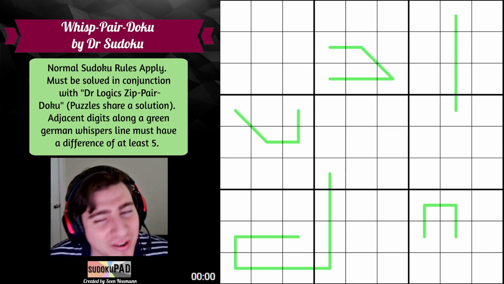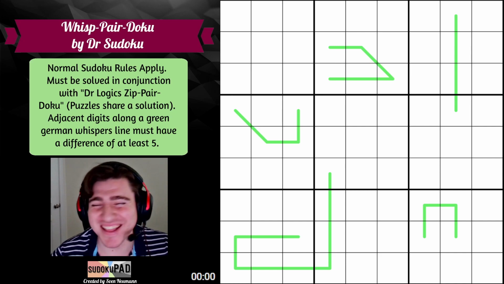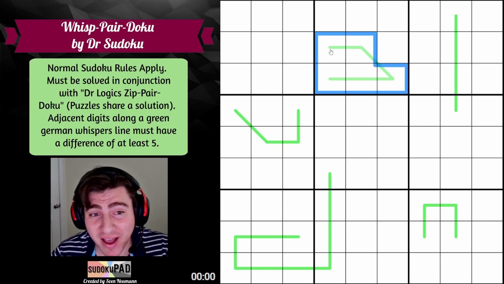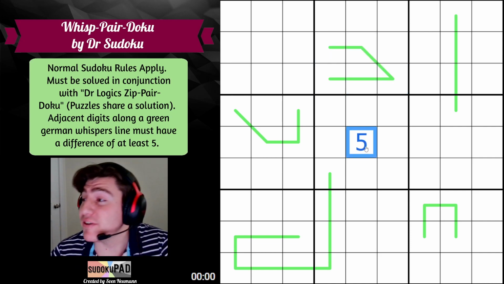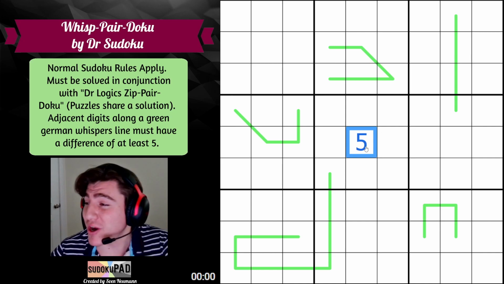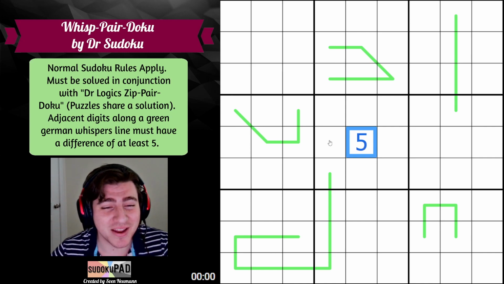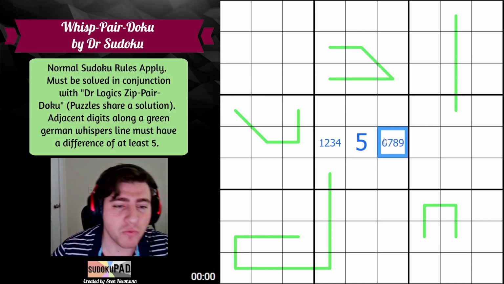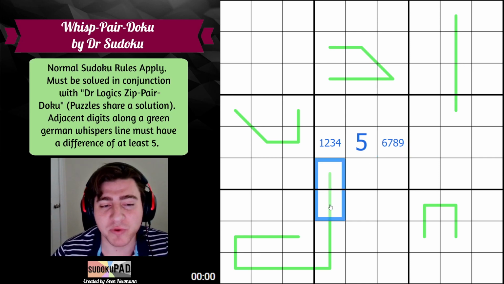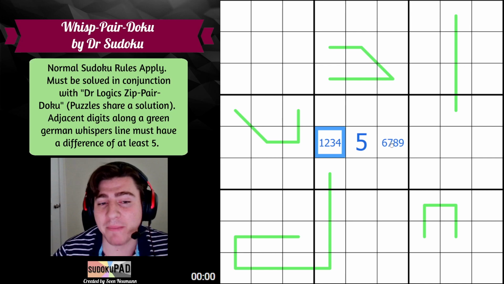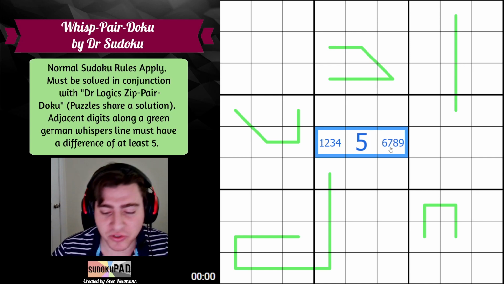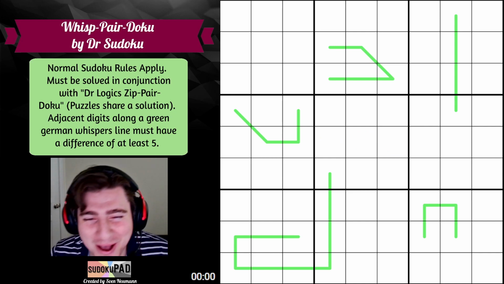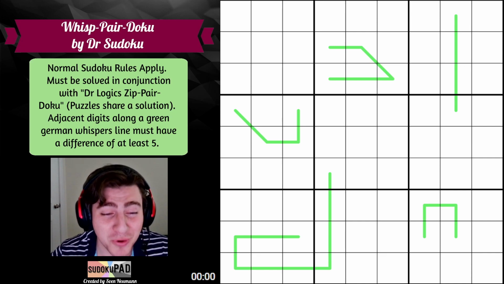Well, I just have German whisper rules. Nothing else fancy here. But of course, along a green German whisper line, digits must differ by at least 5. So what that means is that you'll never see a 5 on a German whisper, because if you try to differ 5 by at least 5, you end up with 0 and 10. So what happens is I'll get a set of the digits 1 to 4 and 6 to 9, which are considered the low and high digits, and along a German whisper line, any low digit will then map to a high digit, and any high digit will map to a low digit. So I'll probably be doing some color coding, and maybe I'll send you some color coding your way as well. But we'll see as this puzzle progresses.